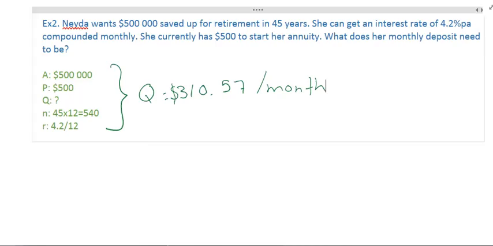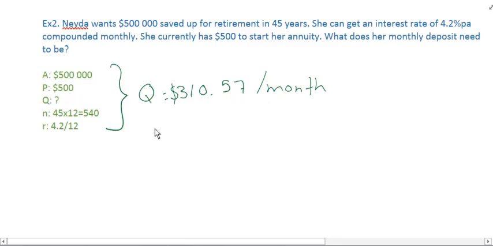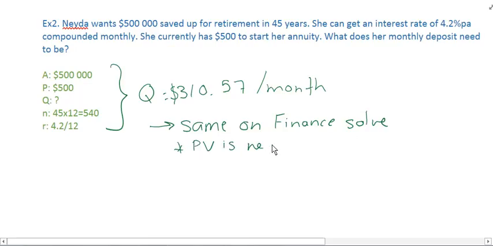Okay. So this is the same on the finance solver. Okay. And your little disclaimers, PV is negative, FV is positive. So those are two examples that really encompass what you can do with annuities.